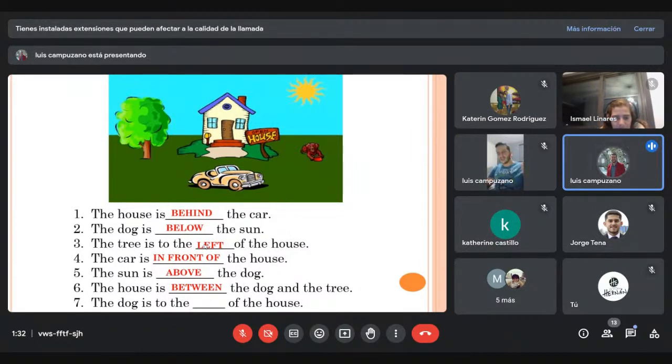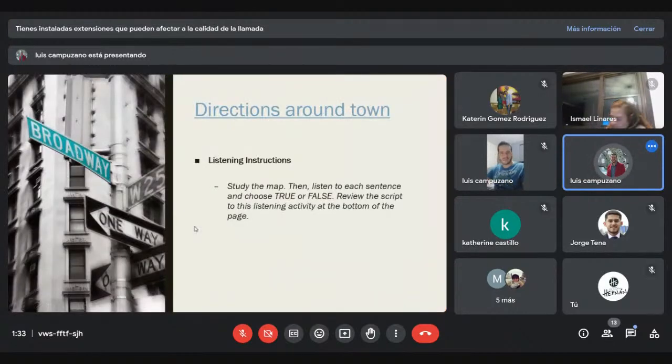This one says, the dog is to the of the house. So we want specifically one way or the other, right? One or the other. The dog is to the right of the house. That is correct. Both are possible. We could say the dog is to the right of the house, or the dog is next to the house, and both would be correct. Thank you very much. Great job, guys. You did a fantastic job.